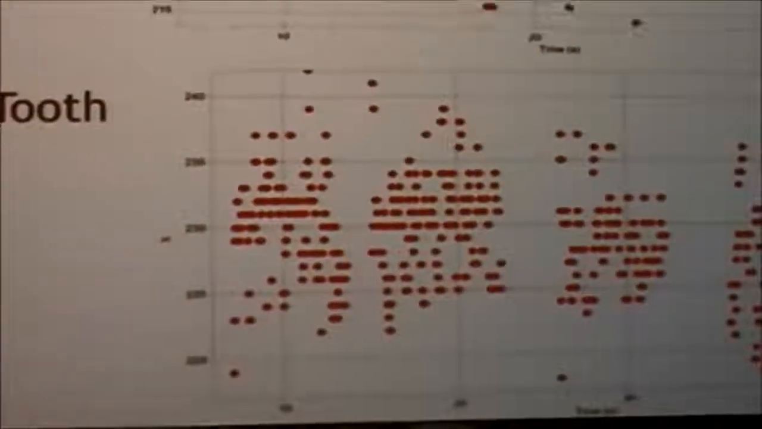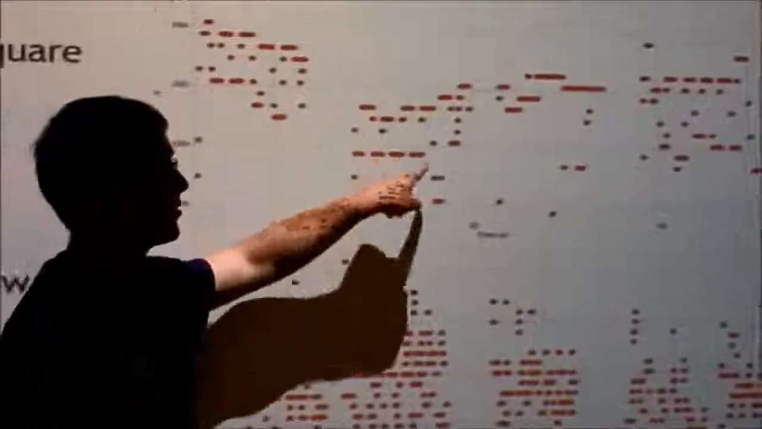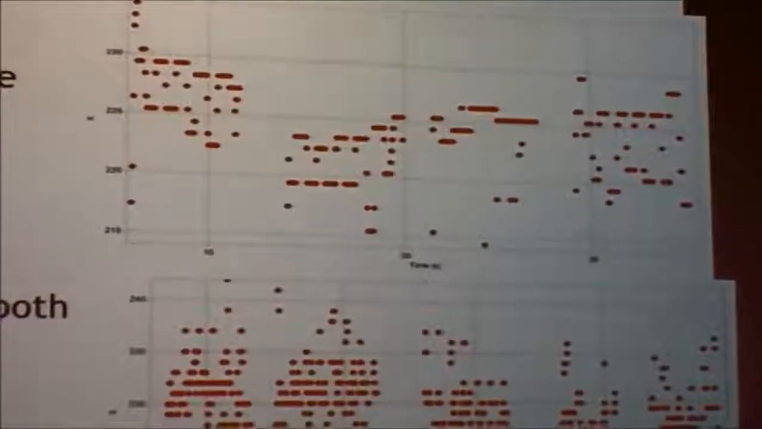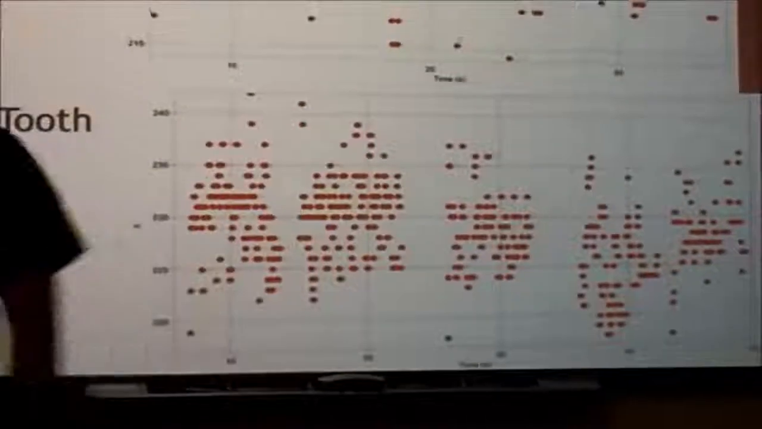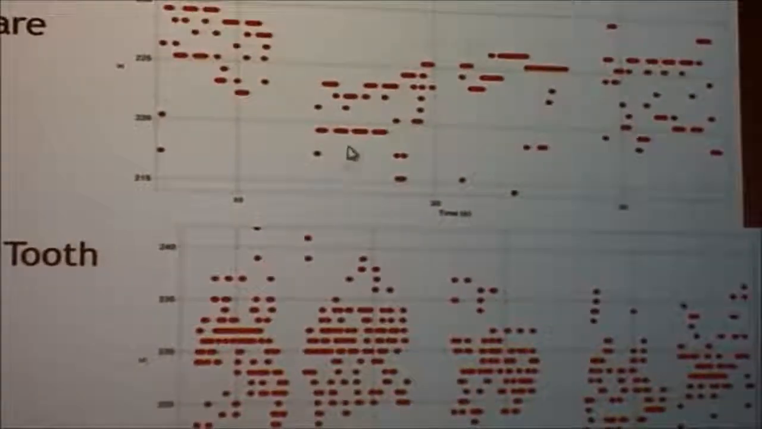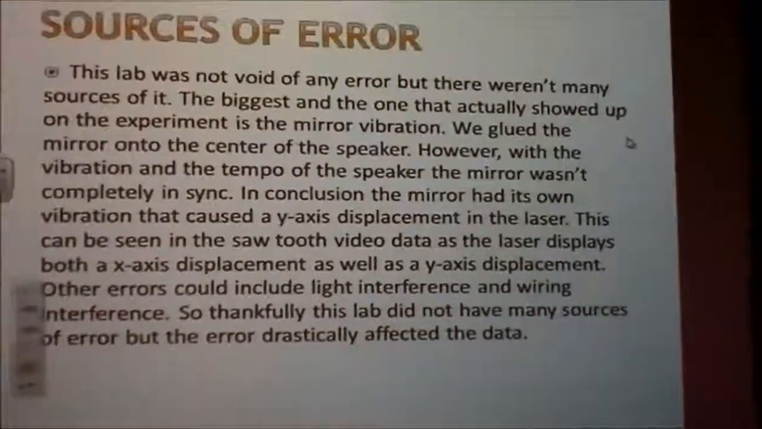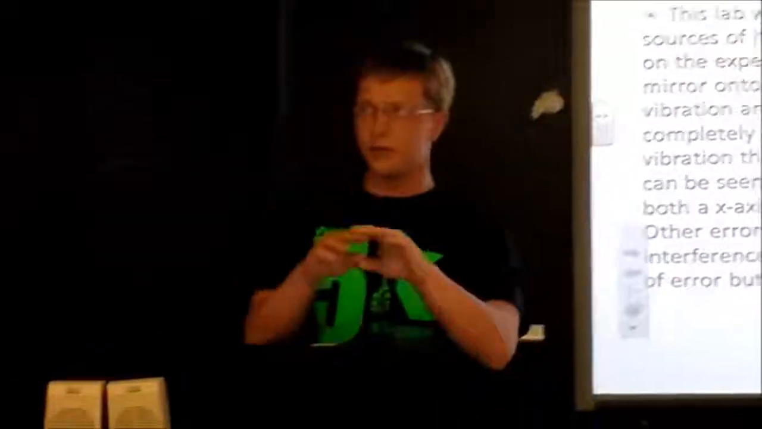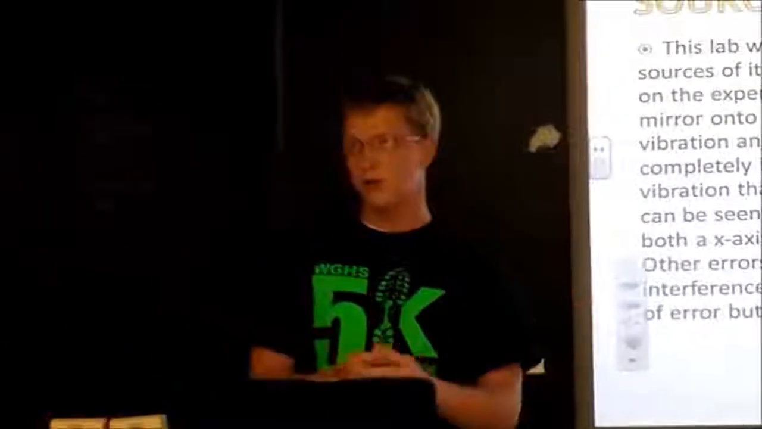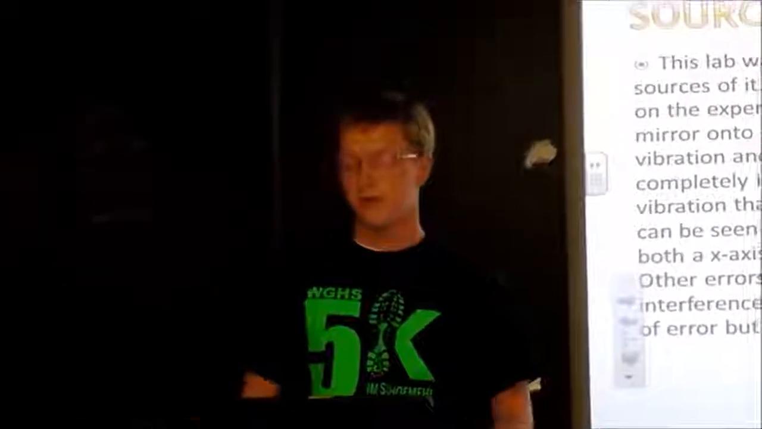And so this is the square. You can see the square pattern, and obviously it decreased a little bit. And then for the sawtooth, it's right there. You can see the jagged lines. So that's our finding. We found that the displacement of the laser was the same as the wave that we were emitting, which was very cool.